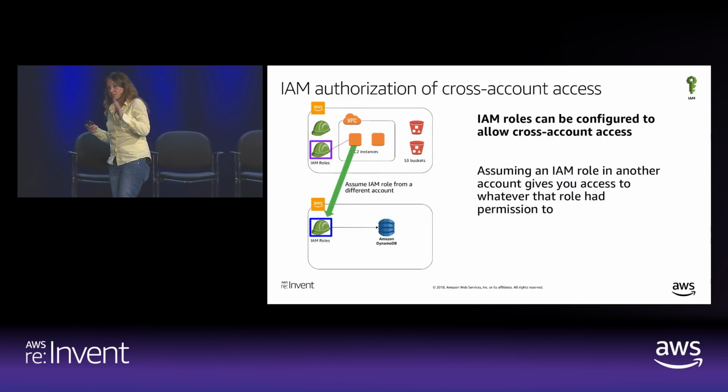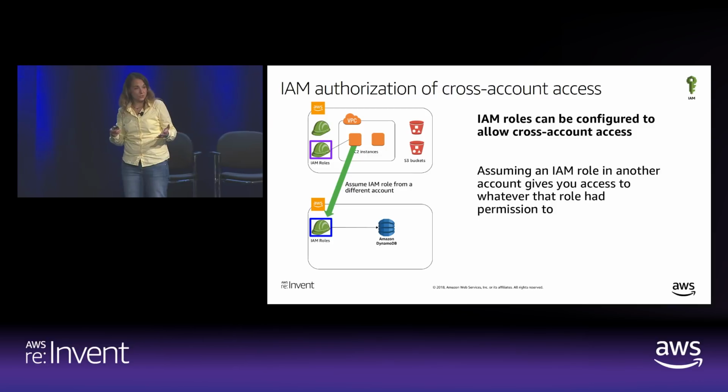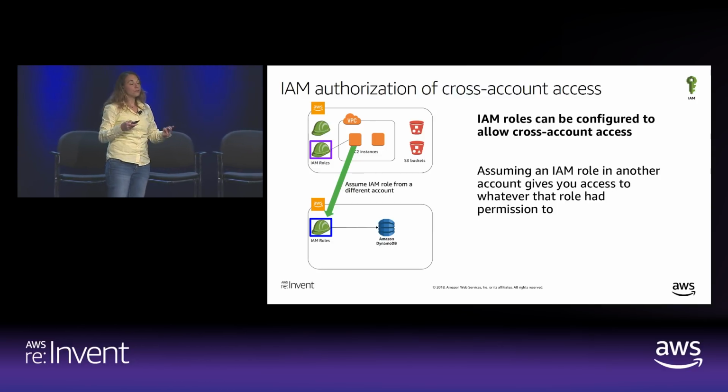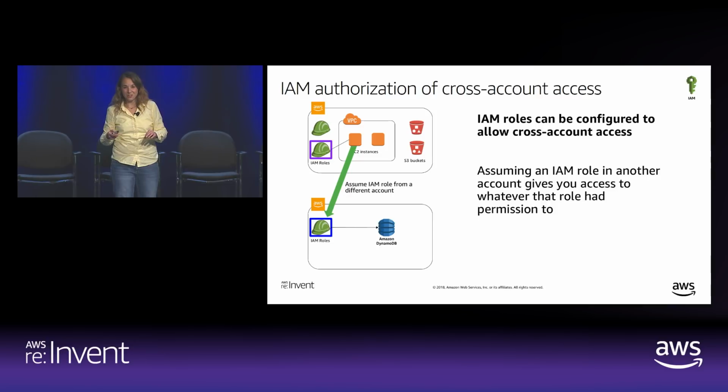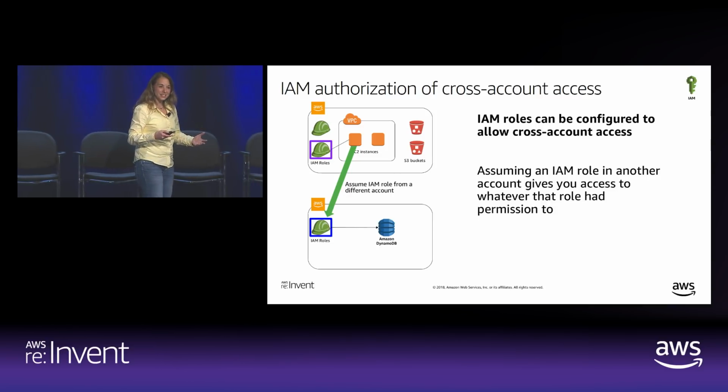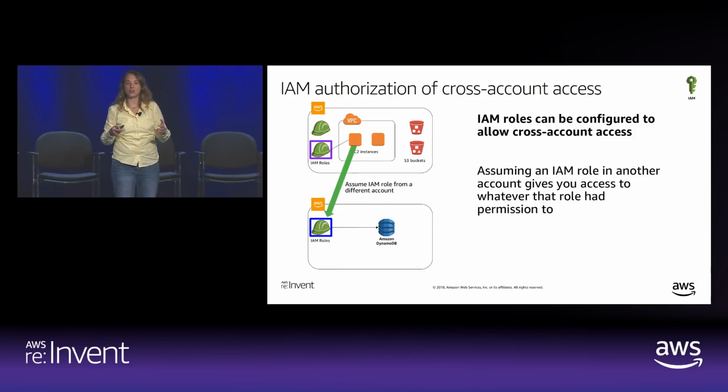Now, as I mentioned before, many of our services, 20 of our services, support resource-based policies. Not all do. For example, DynamoDB doesn't. You can't put a resource-based policy on a DynamoDB table. But for those services that don't, one thing you can always do is IAM roles themselves have resource-based policies. We call them trust policies in our documentation. You might also see them called assume role policy documents.